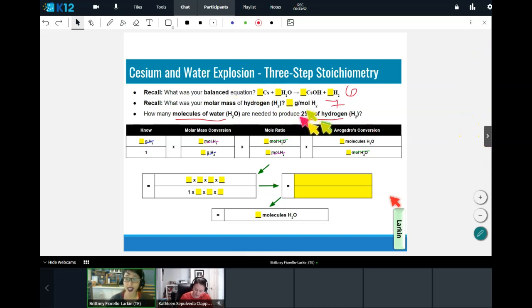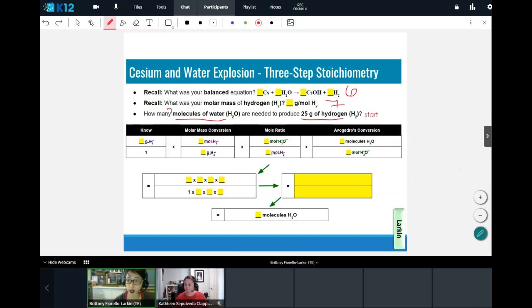Grams, grams, grams. Yes, absolutely. So this is what we're going to start with. Grams of, in this case, hydrogen. And what am I solving for? What is the final thing that I am solving for? Again, the thing I don't have a number for. Awesome. Yeah, we're solving for molecules. Perfect. So that's what we're solving for here.